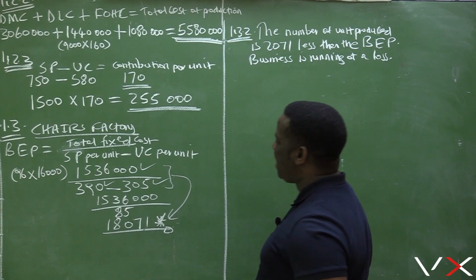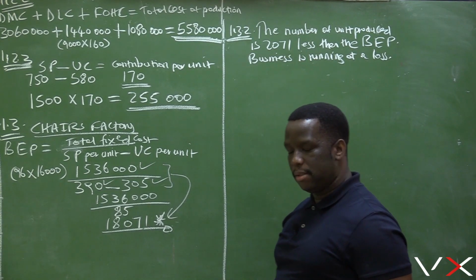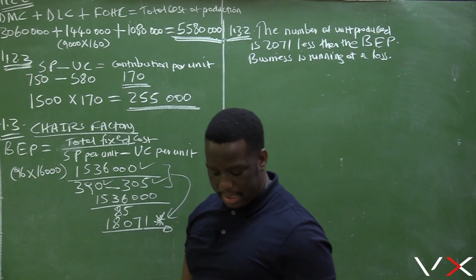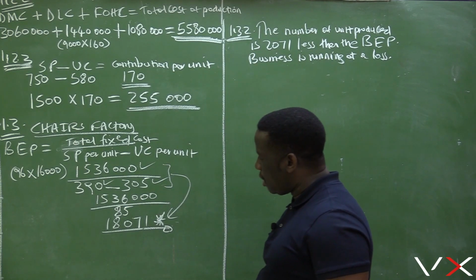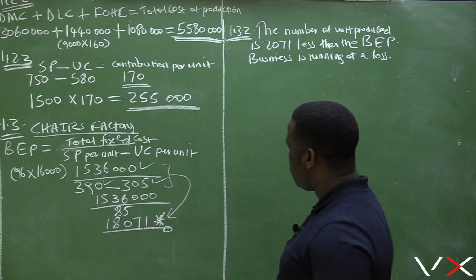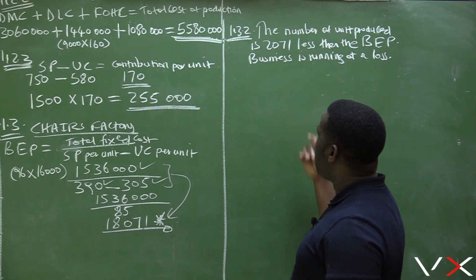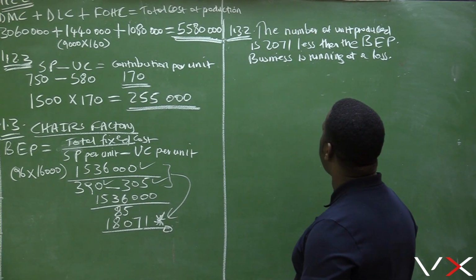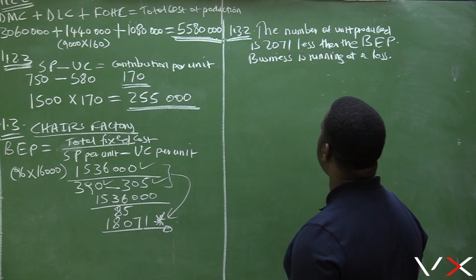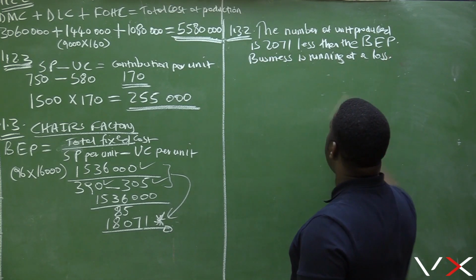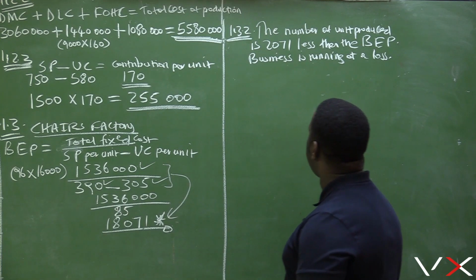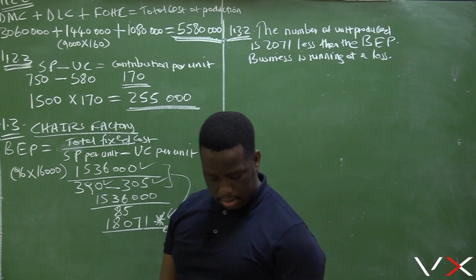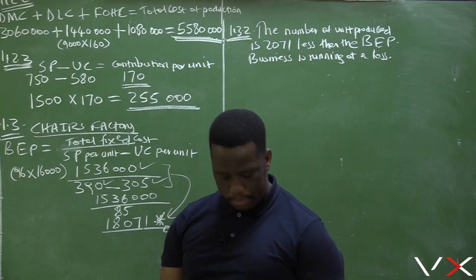We have produced less than the break-even point. We have produced only 16,000. We did not even cover the break-even point and produce 18,000, but we have produced 2,071 units less. The number of units produced is 2,071 units less than the break-even point. So the business is running at a loss. So that is 1.3.2.